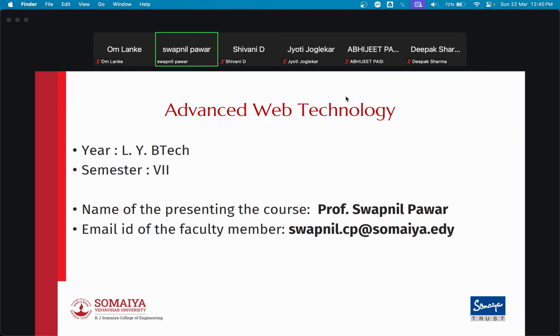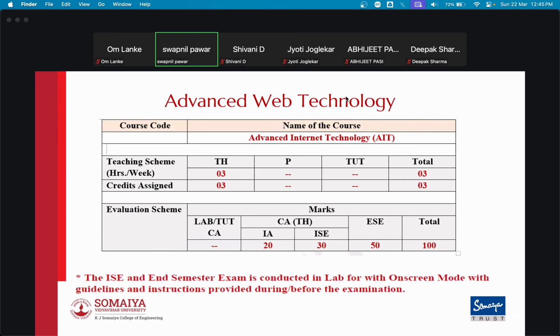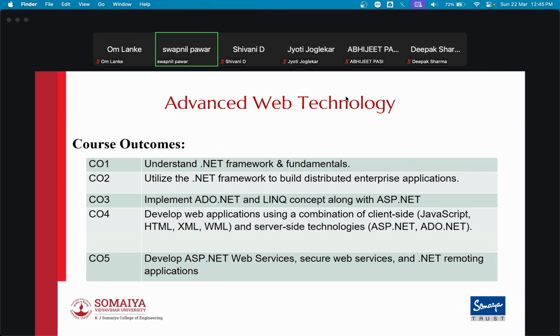Today I'm here to give you an idea about exactly what the course is and what contents we are going to cover as part of advanced web technology. This course talks about C Sharp and ASP.NET development, where we are going to understand the .NET technology, frameworks and fundamentals, with which we can build and distribute enterprise applications used in a variety of areas, like web applications, desktop applications, or some TVOS based applications.